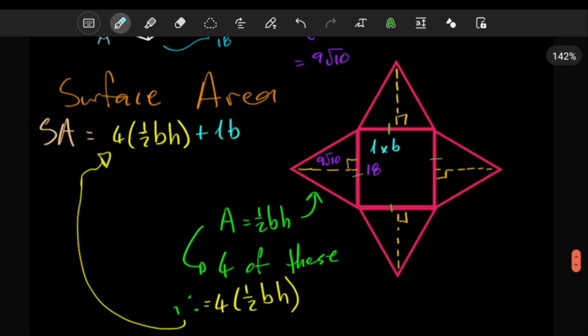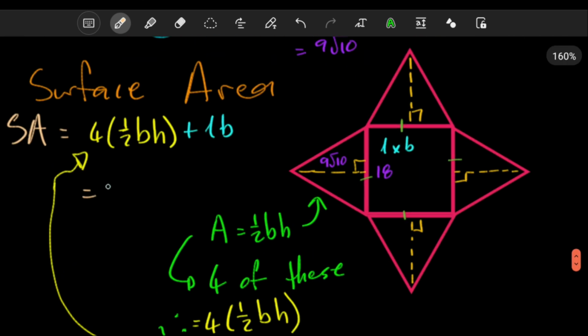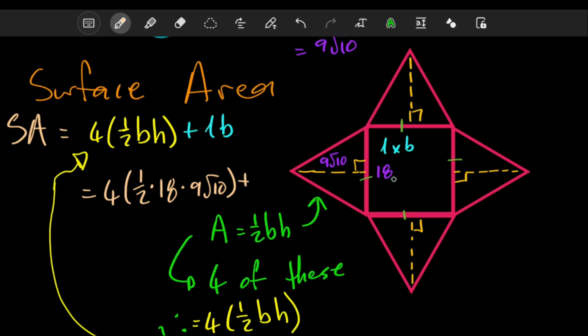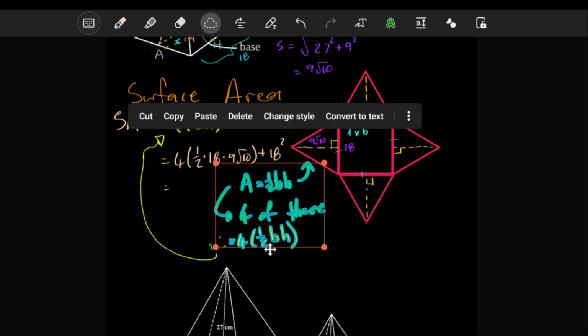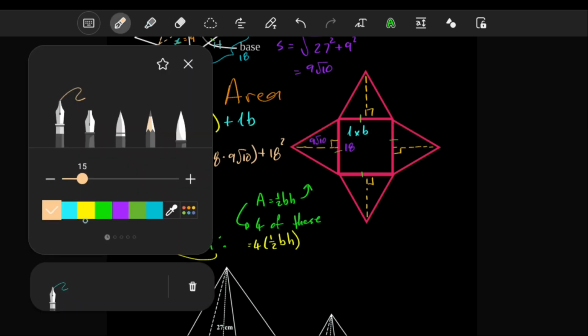Of which all this, what would it give you? It would be a 4 times the half. The base here is 18. The height here is 9 square root of 10. And then plus 18 times 18. Because it's length times breadth, they're the same, so you can just put 18 squared. And then all this, you just want to put into your calculator.